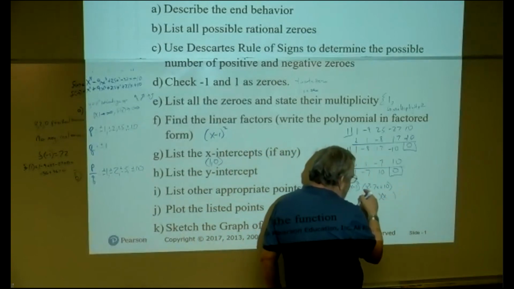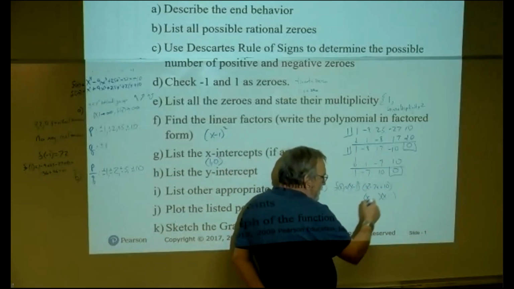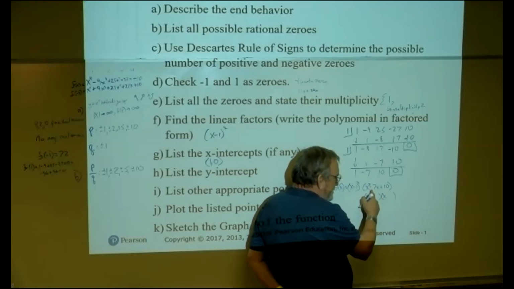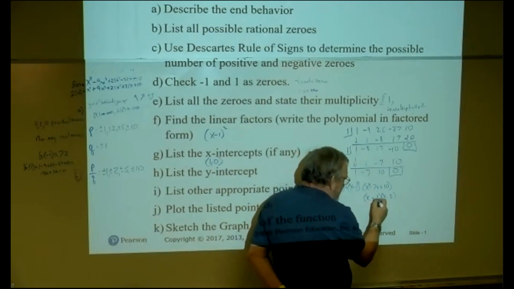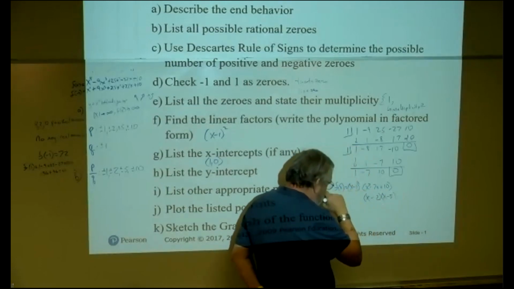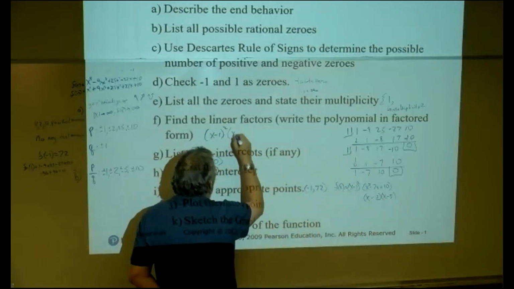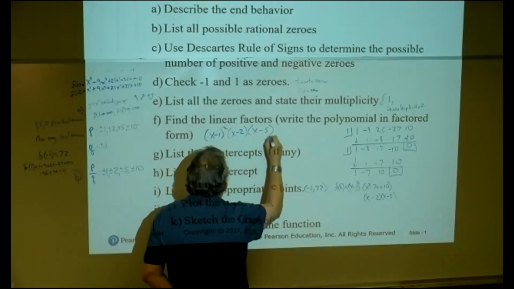Leading coefficient is 1, so it's going to be an x and an x. The constant is 10, so the factors of 10 that add to 7. Well, that's 2 and 5. But to get a negative 7, they both need to be negative. And so there I factored it: (x minus 2)(x minus 5).